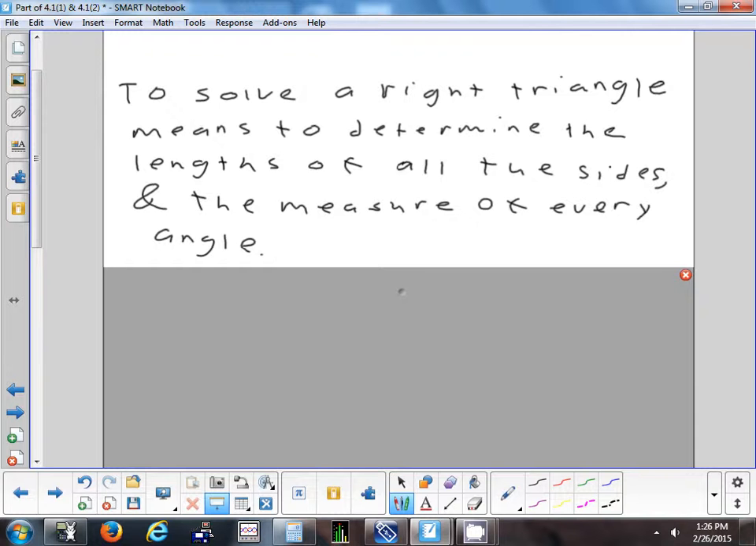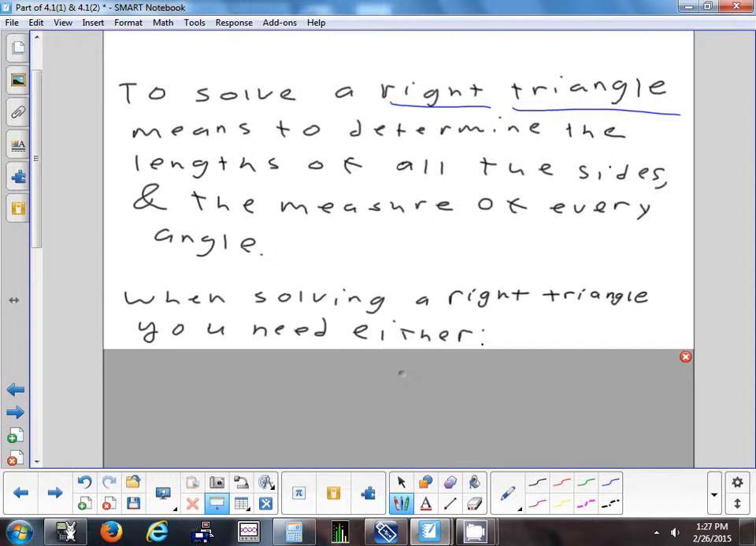Now, we're going to be solving right triangles. So what does that automatically tell you? There's always going to be a 90-degree angle. Every problem that you do is going to have a 90-degree angle in it. So there's one thing you don't need to find. One angle is 90. That leaves two other angles you got to find, and all three sides.